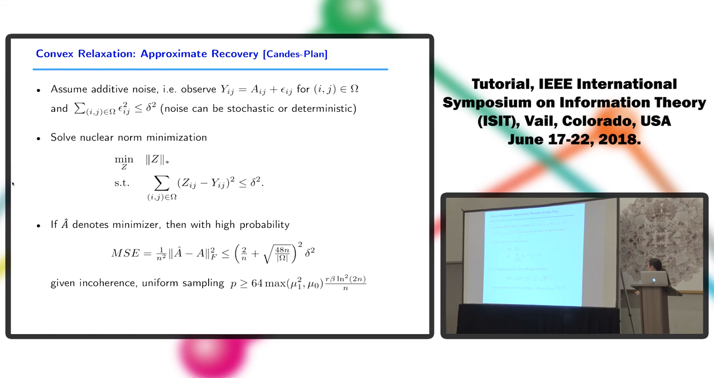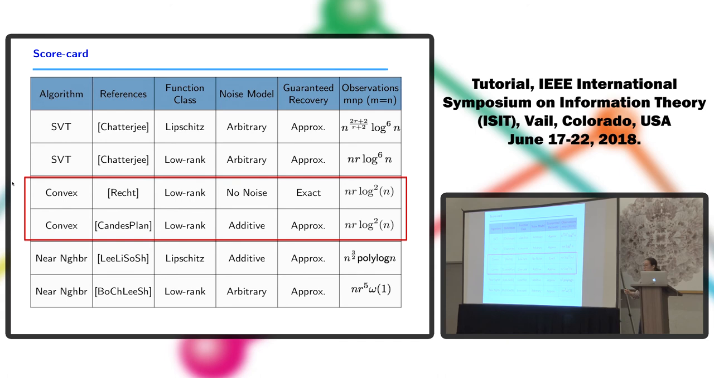So as a quick summary, what did we show in this section? We showed that, in fact, these convex relaxation techniques are quite nice when your matrix indeed is truly low rank, both when you have no noise or additive noise. Then you can get either exact recovery or approximate recovery with n times r log squared n observations.